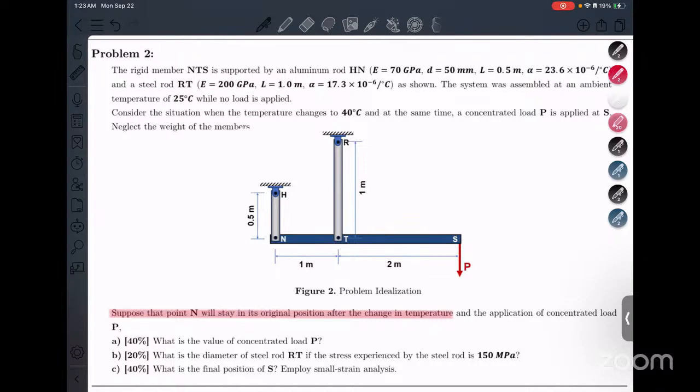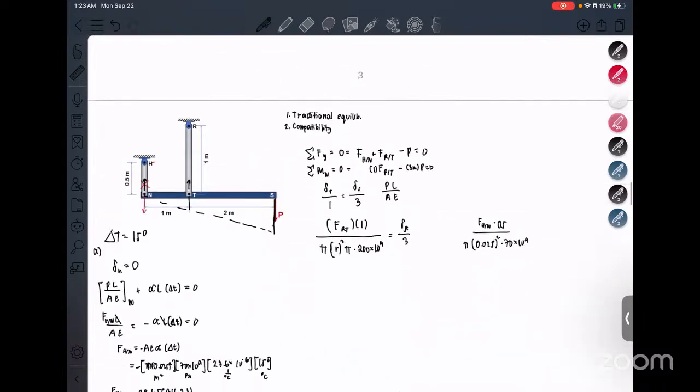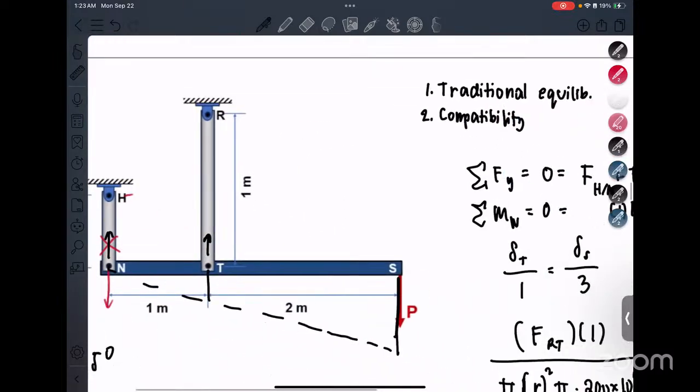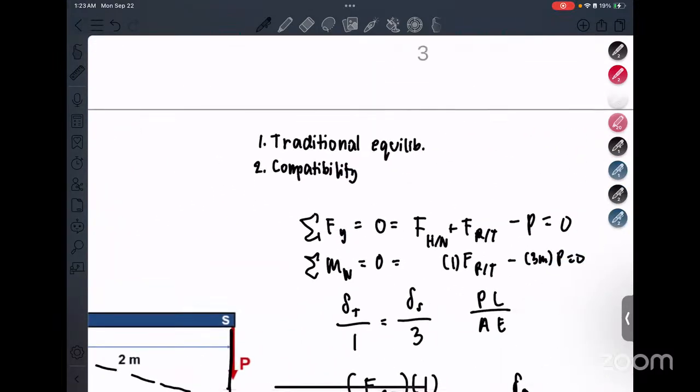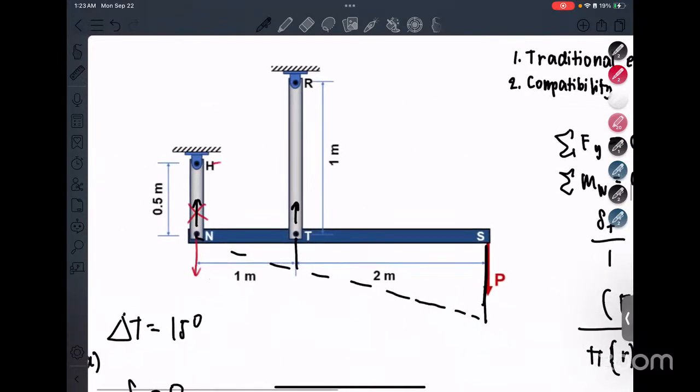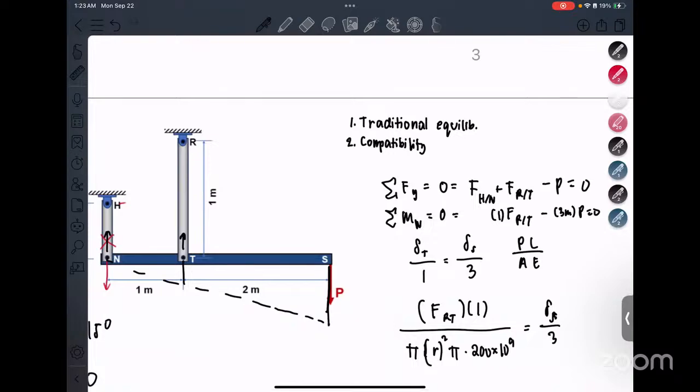Yeah. So let's just set up a bunch of systems of equations that set this problem up. Una is yung traditional lang na equilibrium equations, right? F along y dapat equal to 0. So that's just plus yung H with respect to N, R with respect to T, minus P equals 0. So it should be quite straightforward, right? Plus, plus, minus. And then moment, since N is static, this is actually quite good.